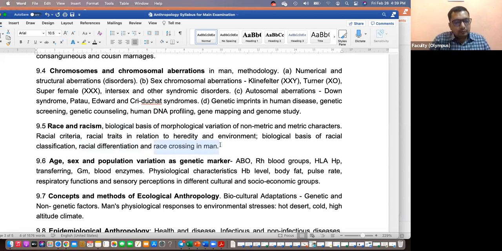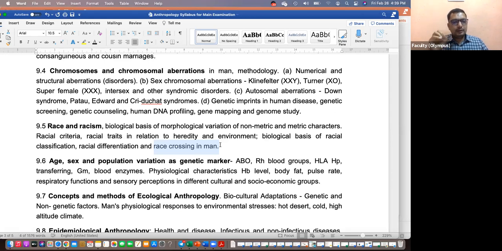Have you seen anything that happened between two different races? Was there any exchange of genetic information between two different categories of human groups or races? So, race crossing in man. Are there any examples of race crossing in man that we're going to talk about? Right, this is a brief idea.